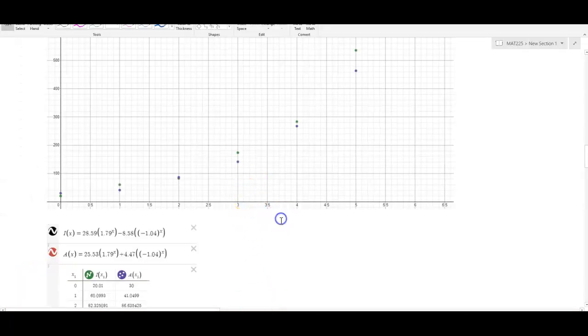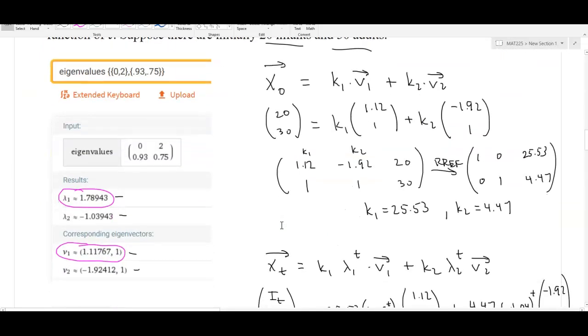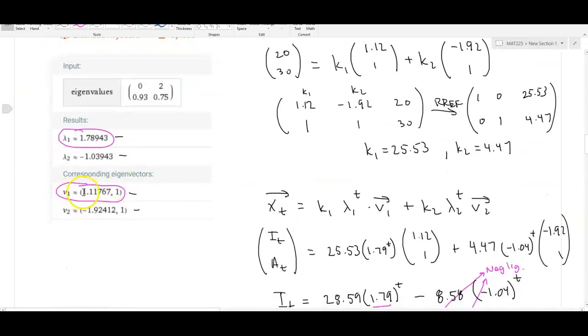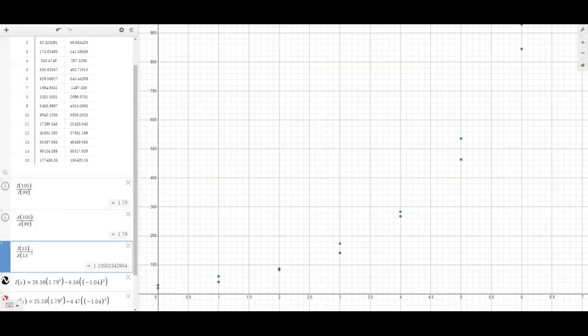So here was our eigenvector. Its components were 1.12 and 1. And so if I come back here and look at this, you can see this is 1.12. So the ratio of the components of our transformed vector after 15 multiplications by A is already pretty much pointing in the direction of the dominant eigenvector.